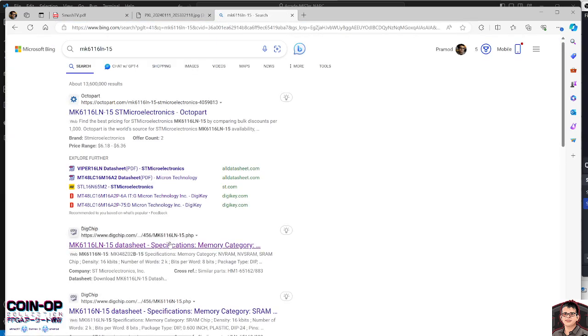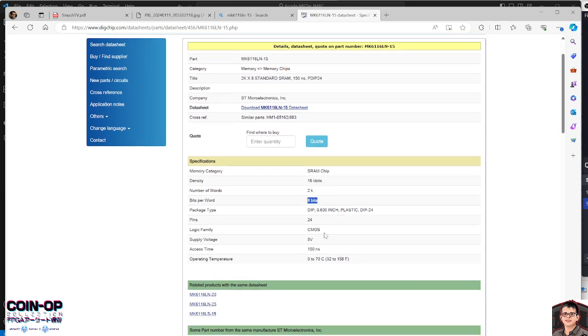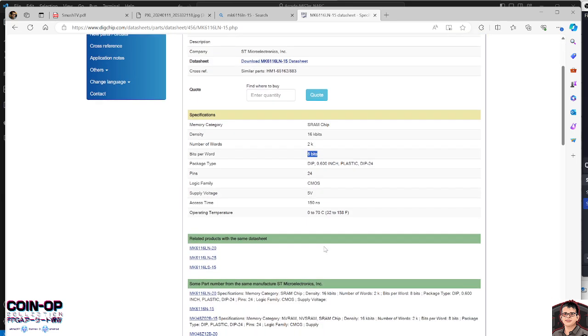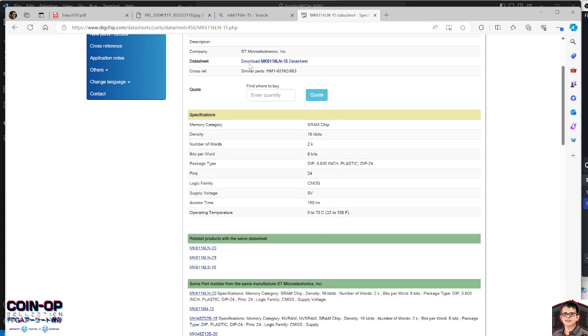Okay, and I'll take a look at just any old link that comes up. So it's an SRAM chip, 16K bits. We got 8 bits per word. We got 24 pins total.